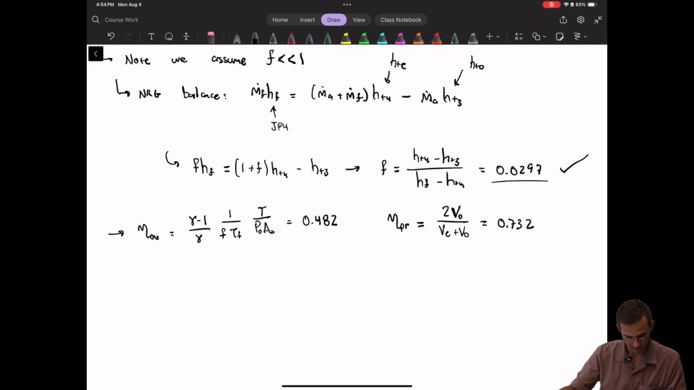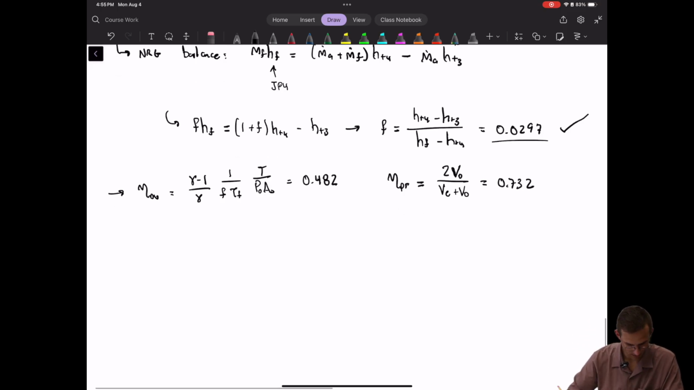And then for the thermal efficiency, we can do it this way. So apologies for the pause there. I just wanted to make sure I understood my notes.